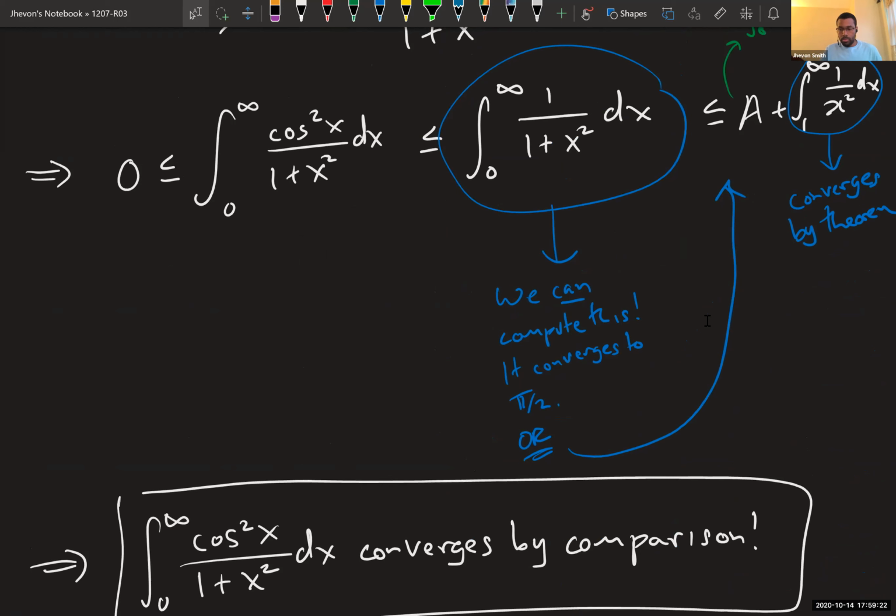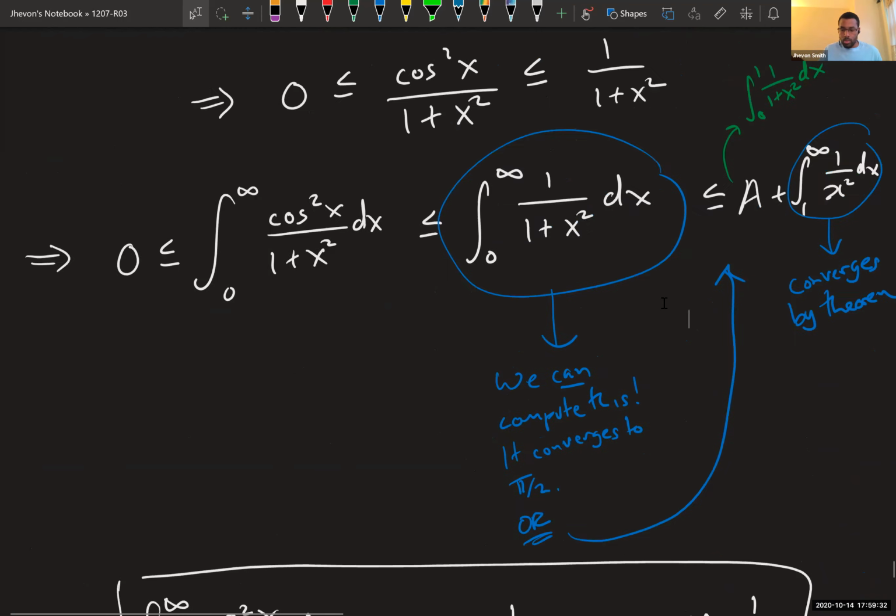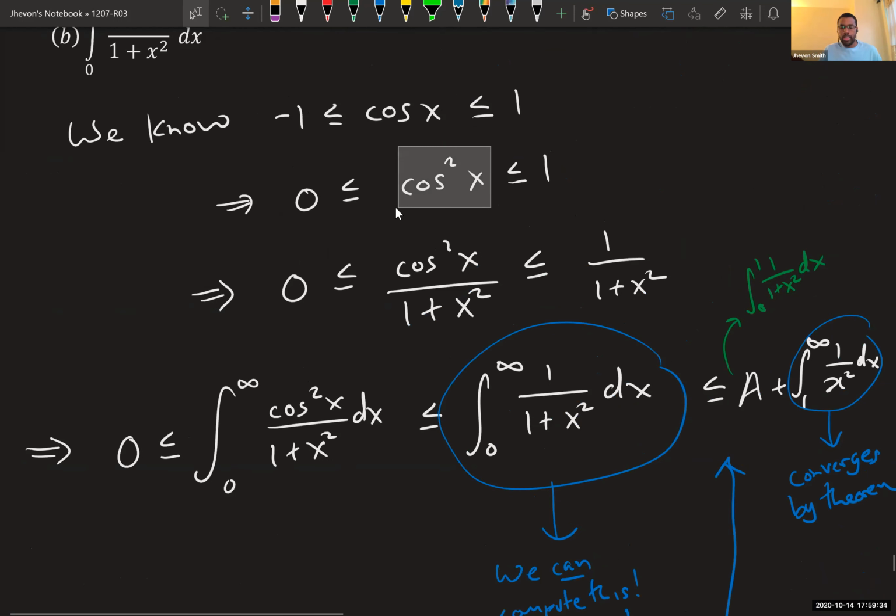I just have a quick question about when you were creating the bounds. How did you go from the -1 to the 0? I squared it. If I square something, it's always going to be greater than or equal to 0. Oh, okay. So if I have a bunch of numbers between -1 and 1 and I square them, now all their values have to be between 0 and 1.